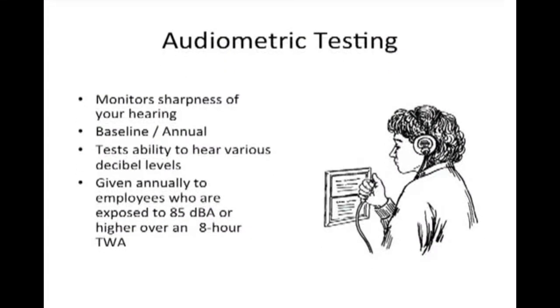Audiometric testing monitors the sharpness of your hearing. If an employee is exposed to that action level at work, a baseline or an original test is conducted to determine hearing capabilities, and then an annual recheck is done to gauge whether or not hearing loss has occurred. This tests the ability to hear various decibel levels, and as I mentioned, is given annually to employees who are exposed to 85 decibels or higher over an 8-hour time-weighted average.